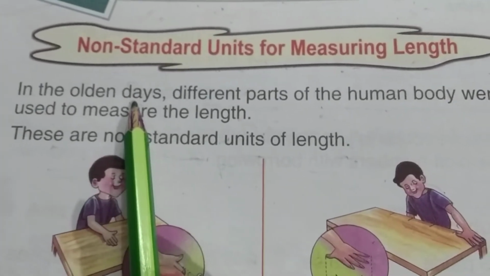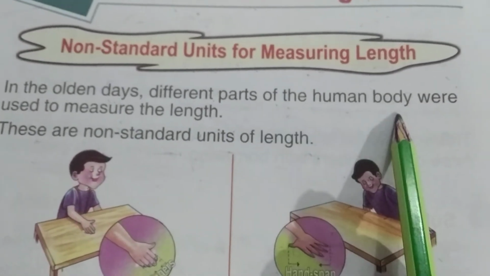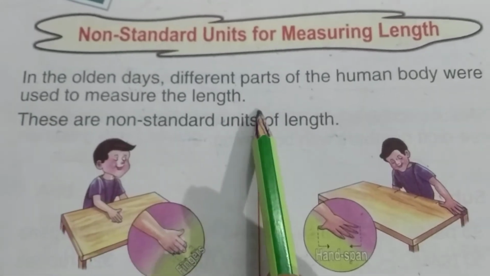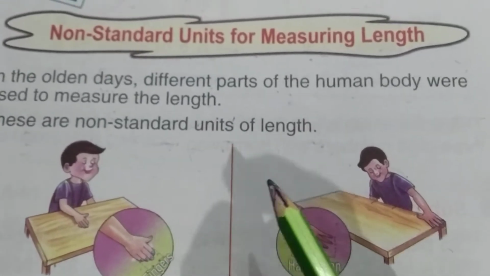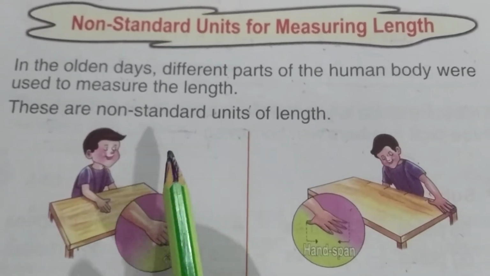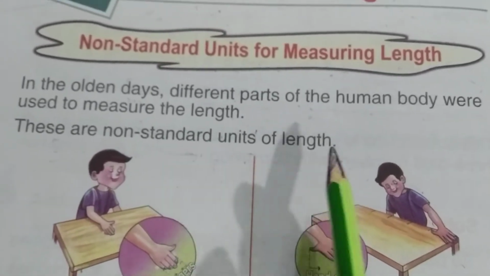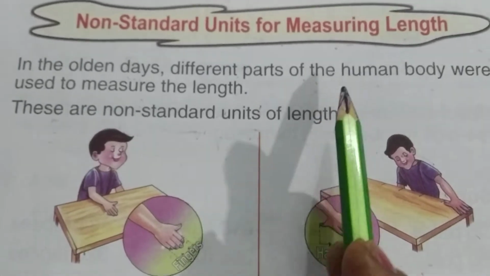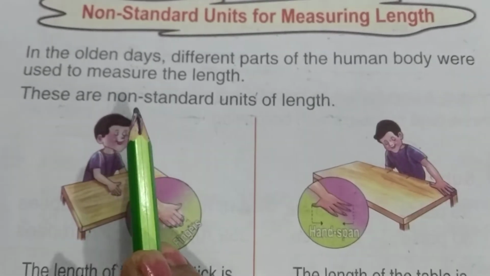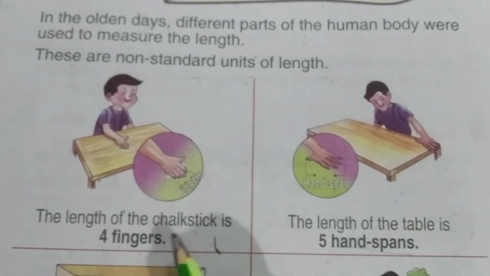In the olden days, different parts of the human body were used to measure the length. These are non-standard units of length. In the olden time, there was no standard unit for measuring the length, so parts of the body were used to measure the length. And these different parts of the body are called the non-standard units of length. What are the different body parts?